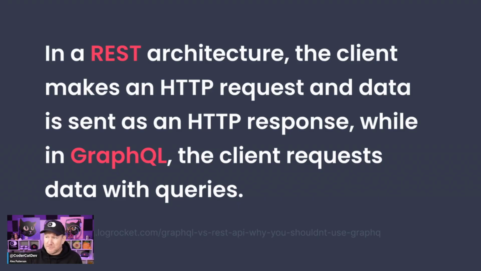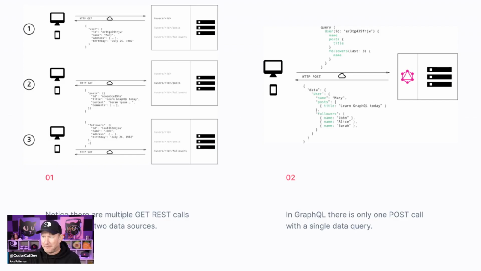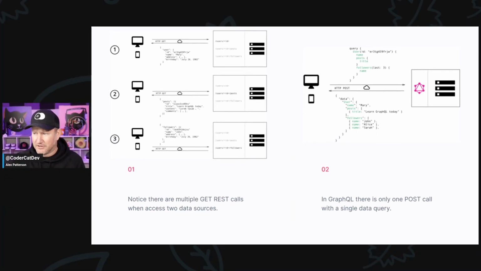So I just want to read this one. In a REST architecture, the client makes an HTTP request and data is sent as an HTTP response, while in GraphQL, the client requests data with queries. And so this is probably better as an example to show. On the left, we have multiple gets that are occurring here. On this top one, you have a single get, and that is grabbing a piece of data for user. And then on the bottom one, you have posts and followers. So those are all get calls and multiple of them.